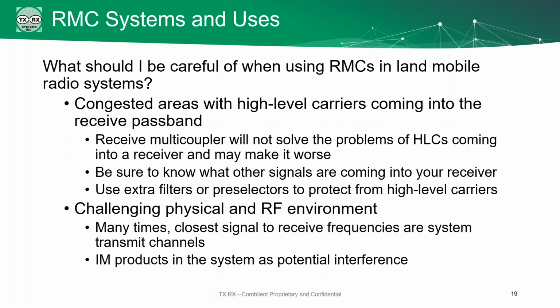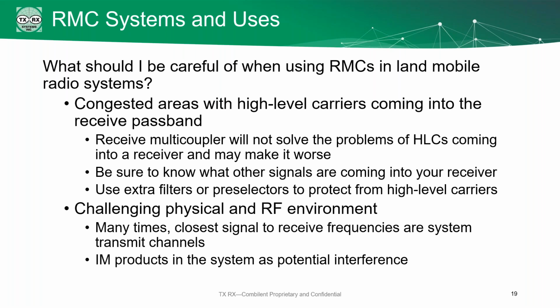So what are some considerations when we're using receive multicouplers in your system? Well, the first that we mentioned earlier was congested areas with a lot of other high-level carriers coming into that receive passband. If you know that there's another high-level signal coming in, you might need to isolate for it. Your receive multicoupler will not do this on its own. So you're going to need some sort of signal selector of some kind. Filter is usually the easiest way.